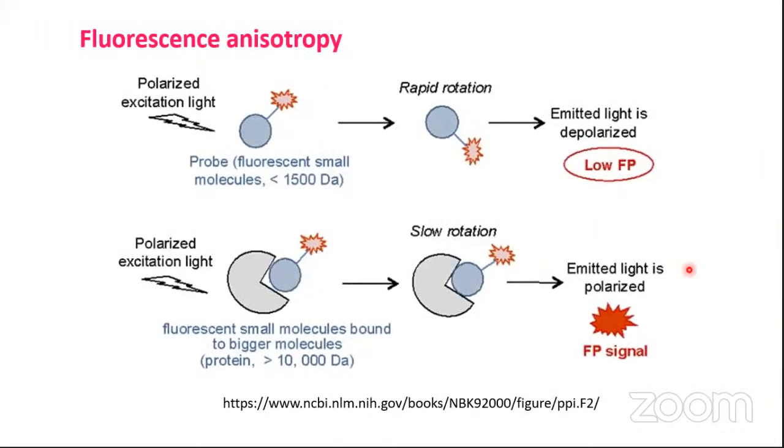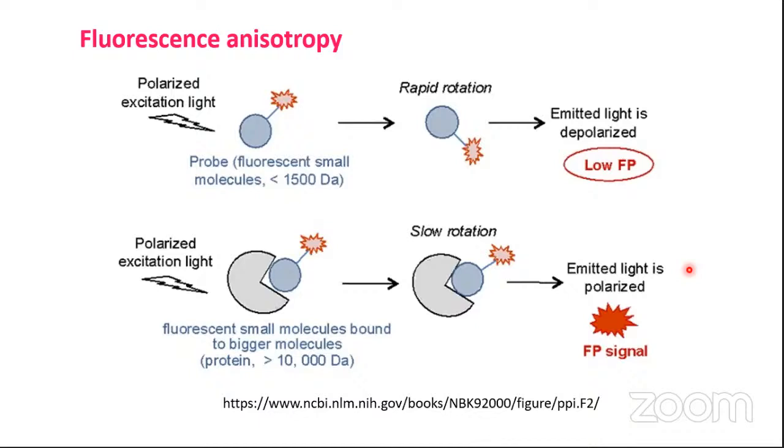In order to get a better understanding of the DNA binding of the protein, we employed fluorescence anisotropy to determine the dissociation constant. In fluorescence anisotropy, a polarized excitation light is used to excite your fluorescent molecule. If the fluorescent molecule is very small, it will rotate rapidly in solution, and this will cause the polarized light to become depolarized. So the emitted light will be depolarized, resulting in a low fluorescence polarization signal.